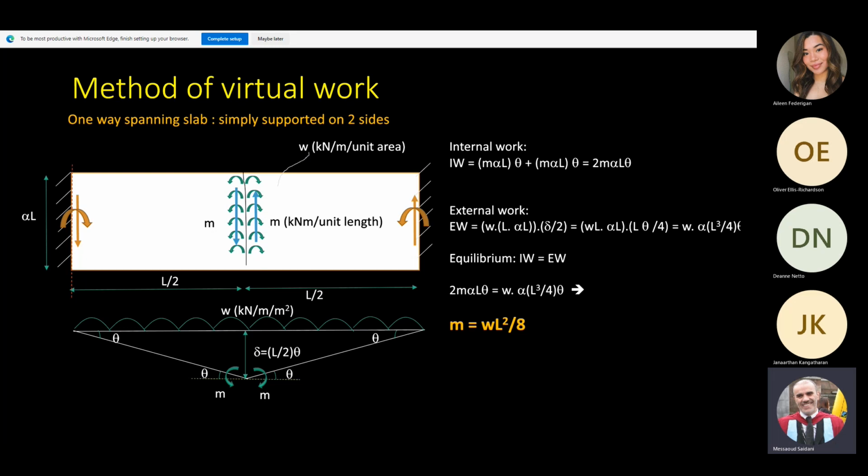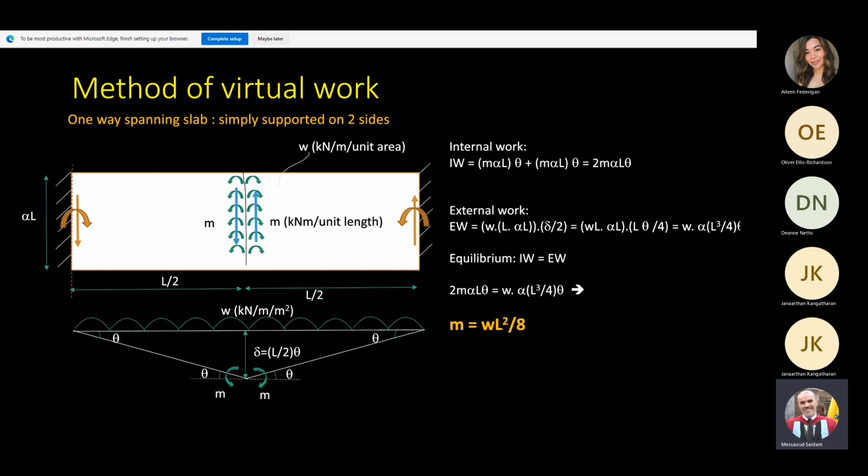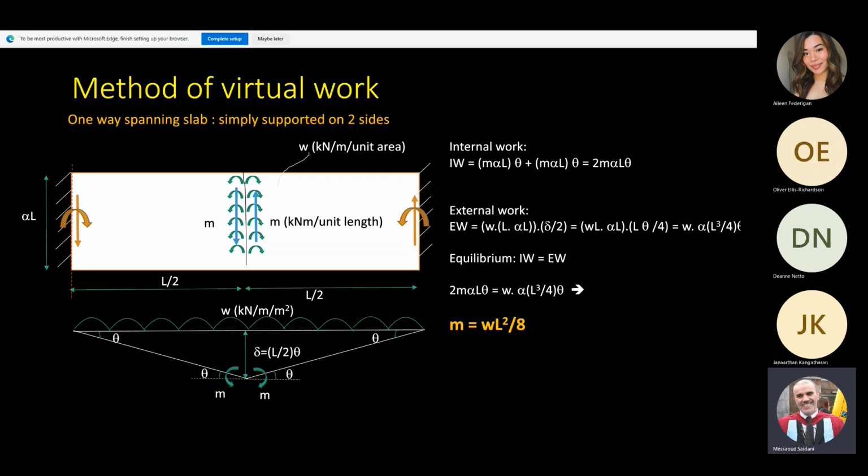And the UDL, there is a uniformly distributed load applied onto the slab. What is the unit of UDL in general? Kilonewton per meter. But in this case, for a slab, the UDL will be kilonewton per meter square, because the UDL is applied onto the entire slab. Okay, so it's per unit area, right?